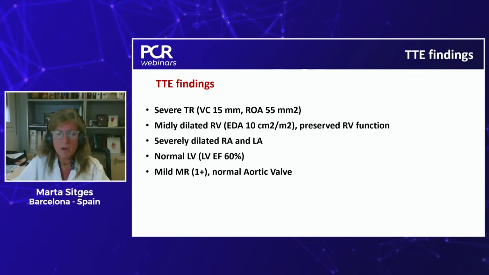This is a summary of the transthoracic echocardiography findings in this lady. Estimation of a regurgitant orifice using the PISA method was 55 millimeters squared for the regurgitant orifice, a mildly dilated right ventricle, severely dilated both the right and the left atrium, normal left ventricle in dimensions and also in function, and mild mitral regurgitation with normal aortic valve.